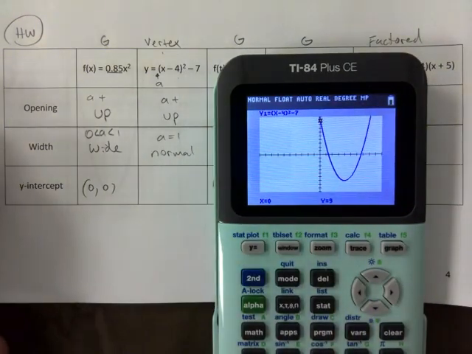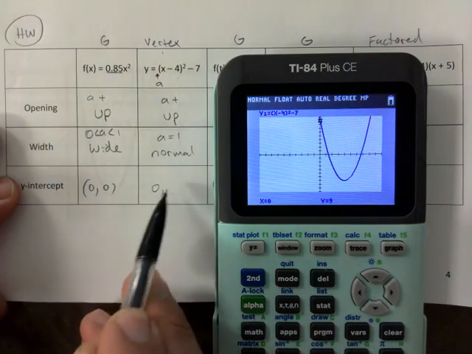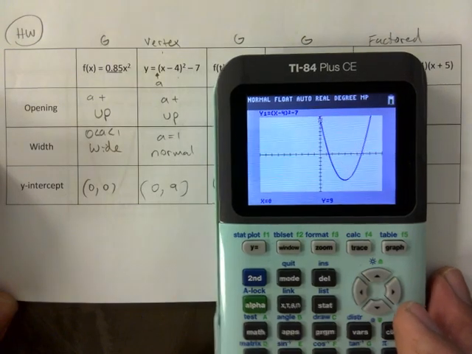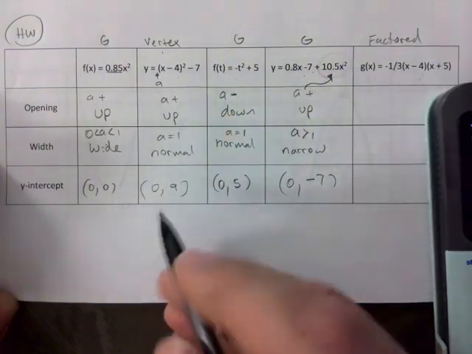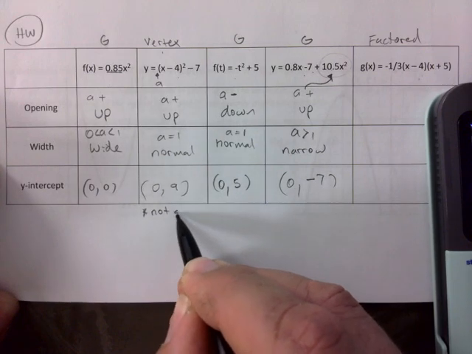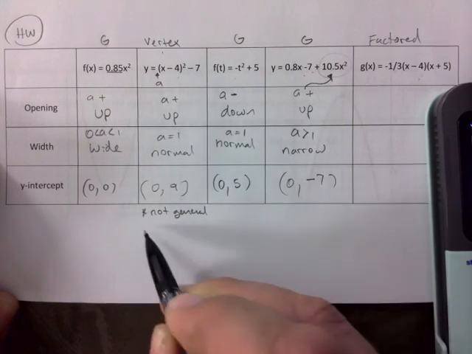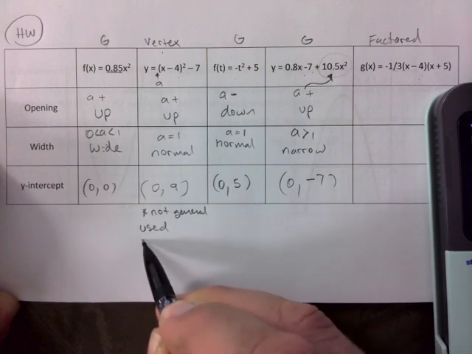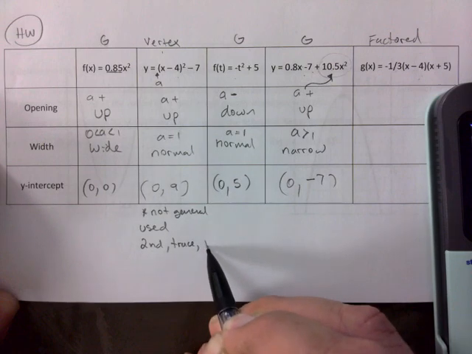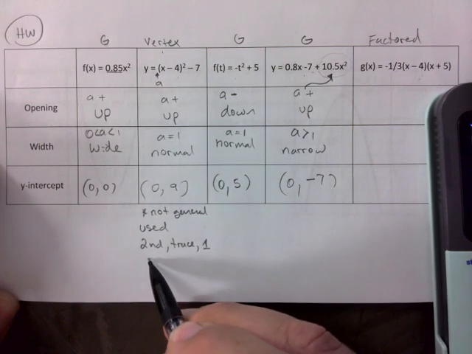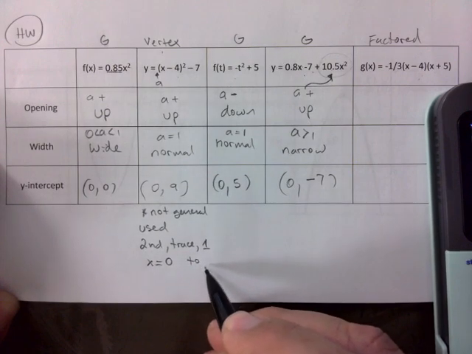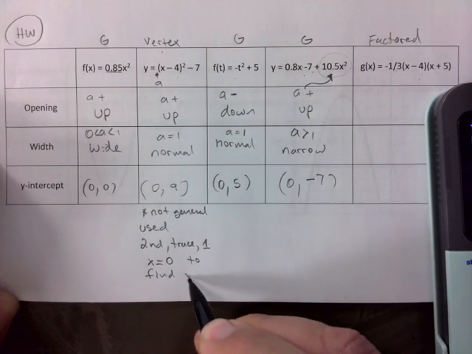So we're going to go ahead and do that. 0, 9, and you know what? I'm going to make a note here so that when you study, you know, right? Not general, used second trace 1, x is equal to 0 to find y-intercept.